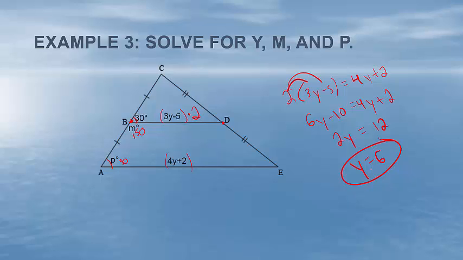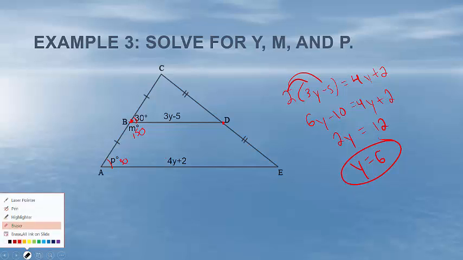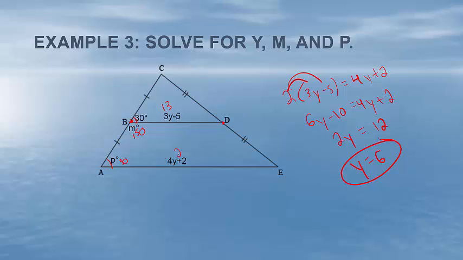You should get y equals 6. So if we plug that back in, three times 6 is 18. 18 minus 5 would be 13. 4 times 6 is 24. 24 plus 2 is 26. And you'll see 13 is half of 26, so you did it correctly.